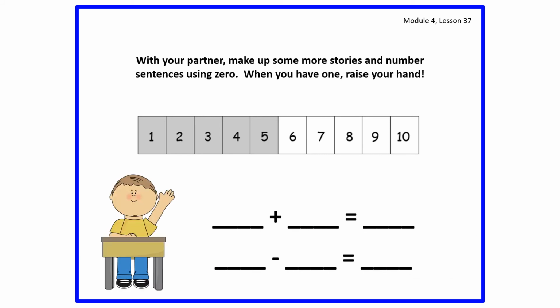All right, so now on your own, I want you to think of more stories and number sentences using zeros. And when you have one, I want you to go ahead and write it down. I want you to tell a partner, tell mom, tell dad, tell anybody around you. That way we can be able to hear your story.